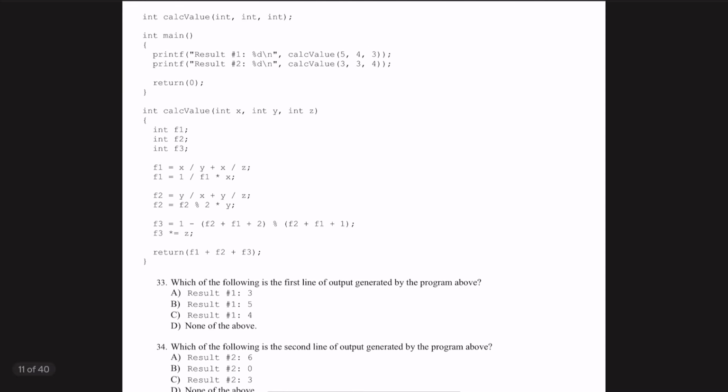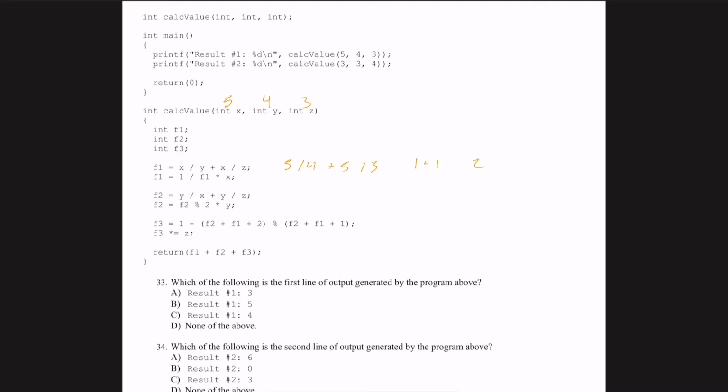Question 33. Which of the following is the first line of output generated by the program above? I think this is the easiest one to just go through and do the math. So we're going to start off with our parameters, x equals 5, y equals 4, and z equals 3. So f1 equals, and I'm just going to put the numbers straight in here, 5 divided by 4 plus 5 divided by 3. Remember, we have integer division, so the results are going to be in integers. And we're going to respect precedence and do division before addition. So 5 divided by 4 is 1, 5 divided by 3 is 1. 1 plus 1, or 2.